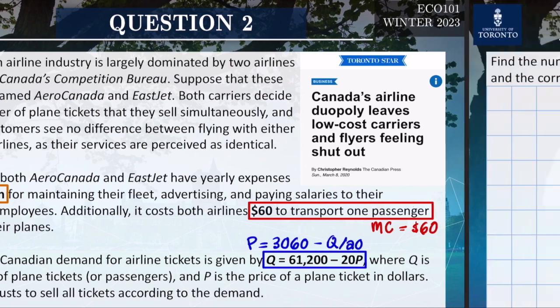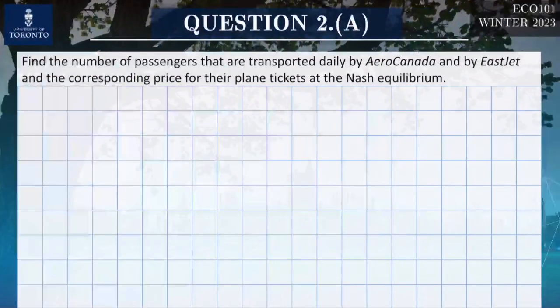So let's start solving this first part of the exercise. We have to find quantity for Aero Canada. We also have to find quantity for EasyJet. And at last, we have to find the price for plane tickets. And as I said, this is a Cournot duopoly. So firms decide on the quantities that they are going to sell.